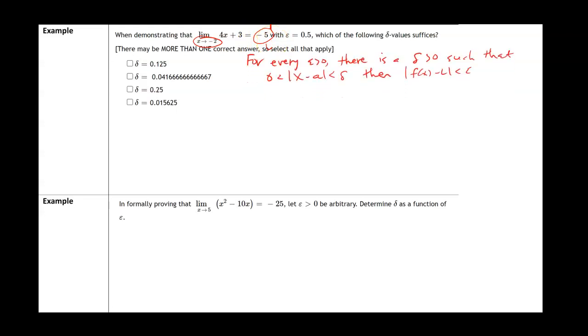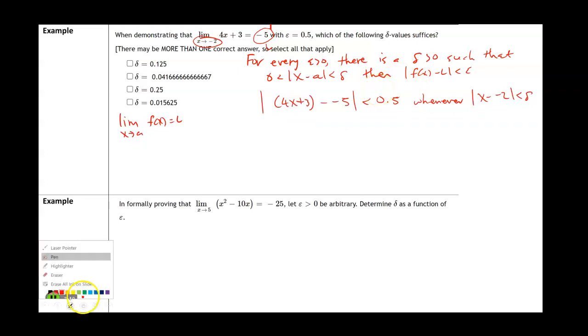So what we're going to do is say that for every epsilon greater than 0, there's a delta greater than 0, such that if 0 is less than the absolute value of x minus a less than delta, then the absolute value of f of x minus L is less than epsilon. So let's plug this in. Let's start with the f of x minus L. Let's start with the function, because this is what we're trying to show. So the function f of x is 4x plus 3. So this is your f of x right here. So according to this formula, we have the absolute value of f of x minus L. The limit is negative 5.